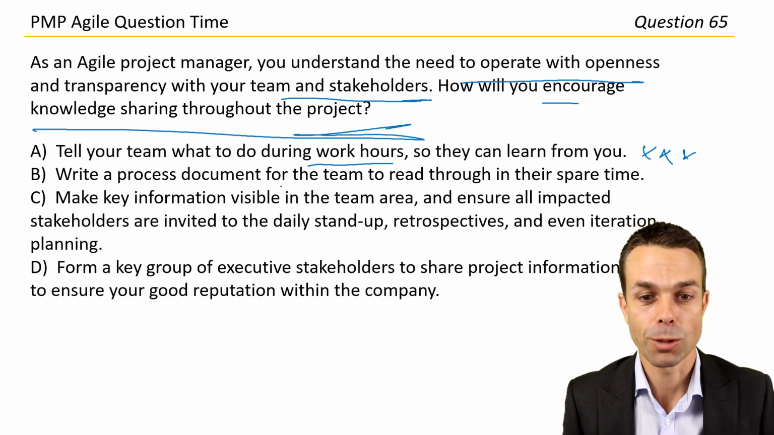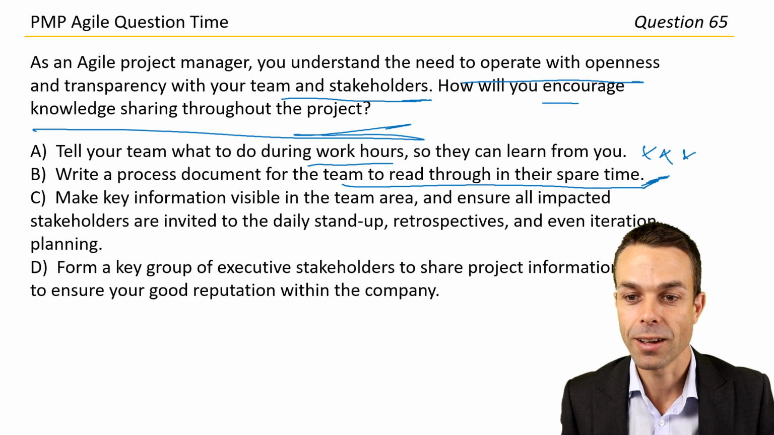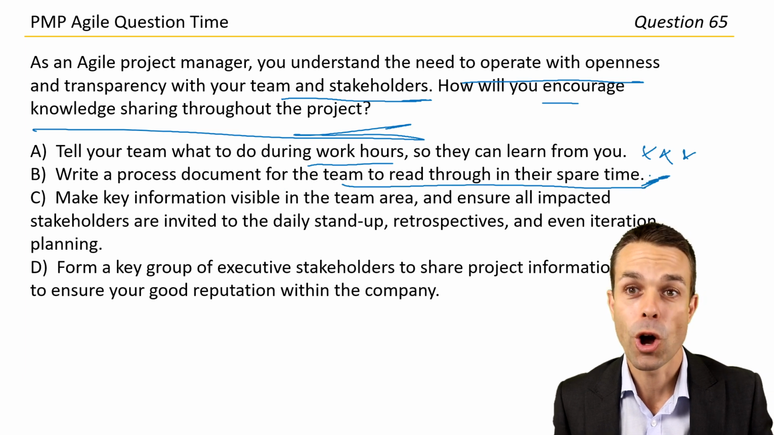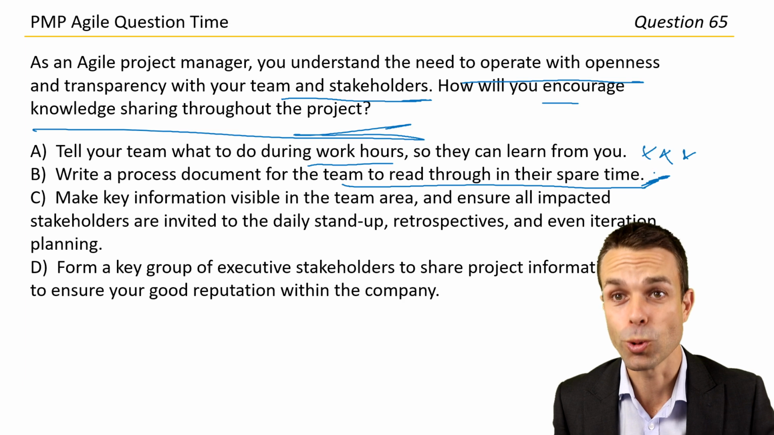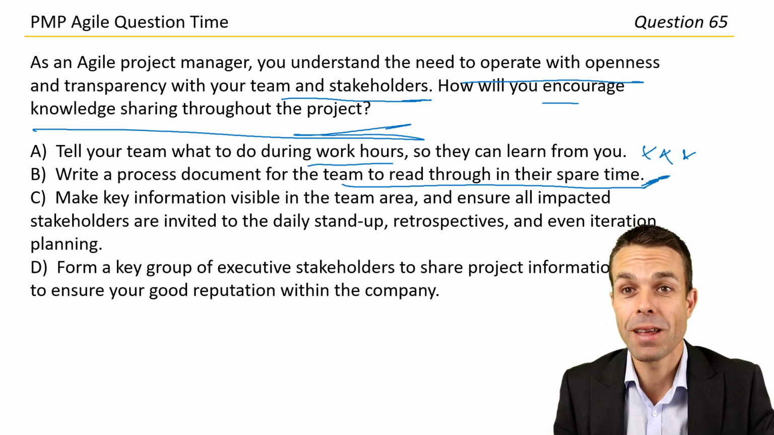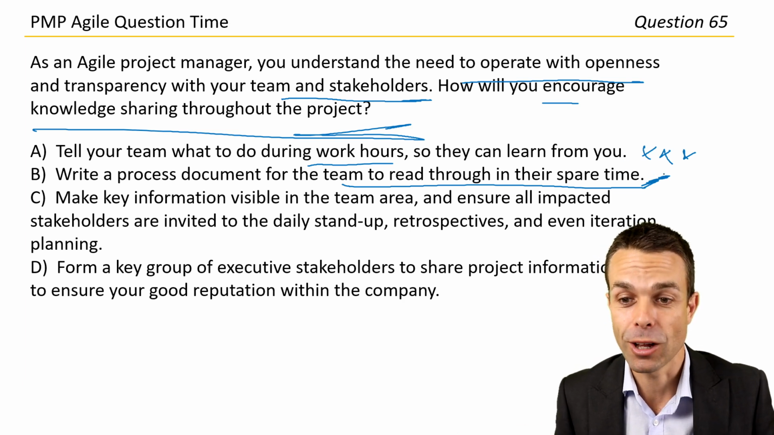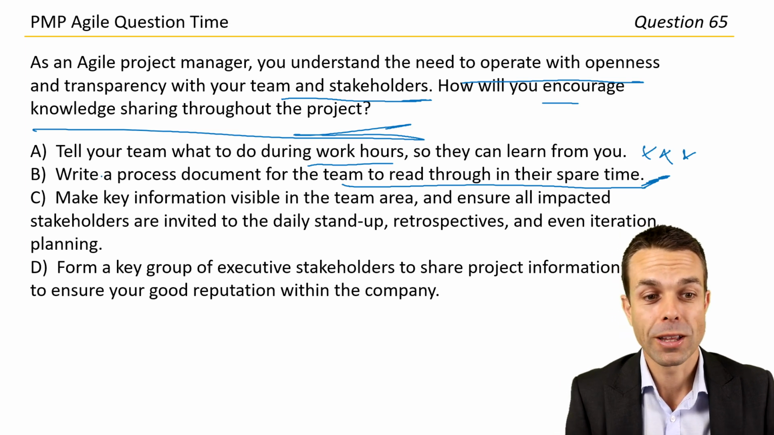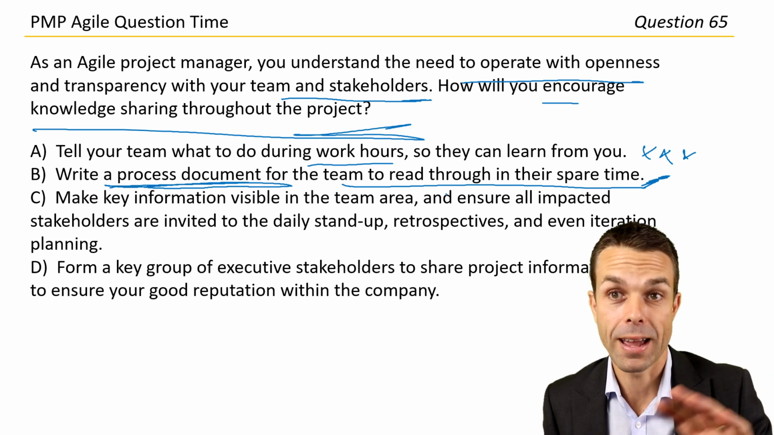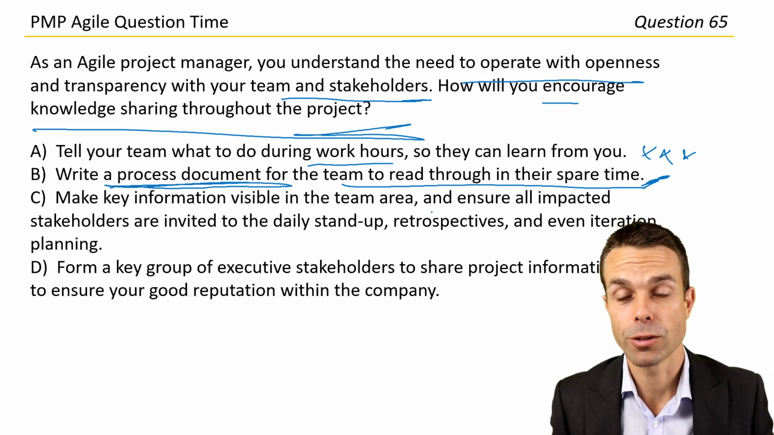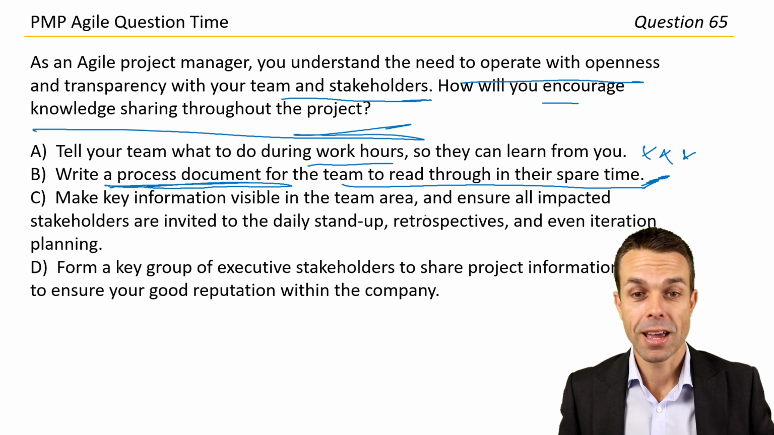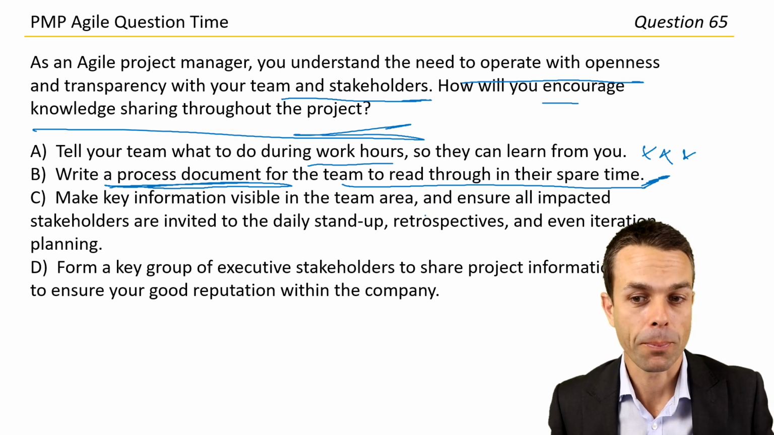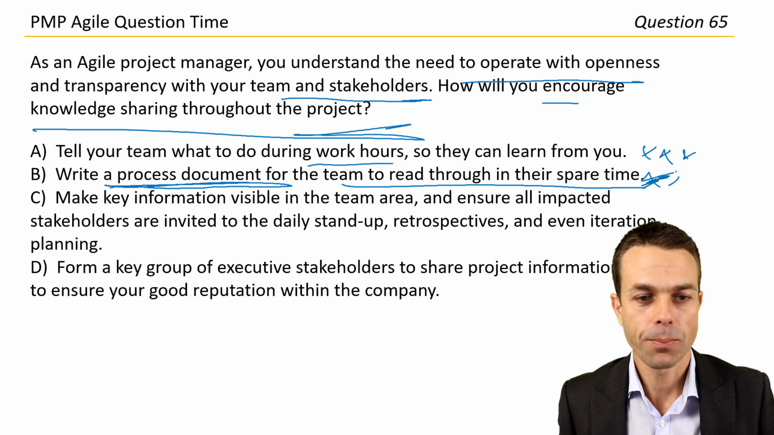Write a process document for the team to read through in their spare time. And we're looking at individuals and interactions over processes and tools. That's directly from the Agile Manifesto itself. So individuals and interactions we prefer. We're not really focusing on processes and tools, even though they are important. We prefer to focus on the individuals and the interactions and working together and communicating. So again, probably not that one.